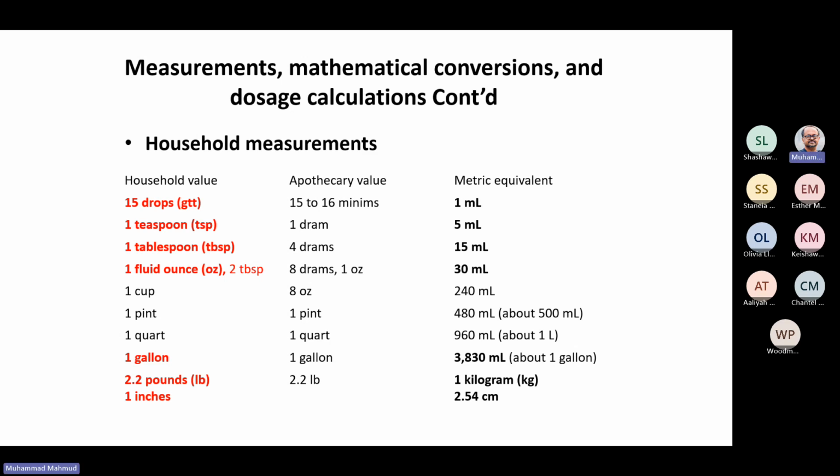1 fluid ounce, which is 2 tablespoons, is 30 milliliter. 1 gallon is 3,830 milliliter, almost close to 4 liters. 2.2 pounds will make 1 kilogram, and 1 inch equals 2.54 centimeters.